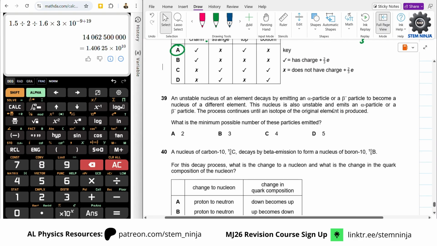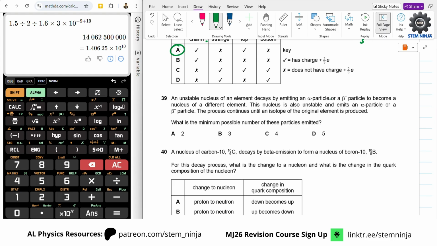An unstable nucleus of an element decays by emitting an alpha particle or a beta particle to become a nucleus of a different element. This nucleus is also unstable and emits an alpha particle or a beta negative particle. The process then continues until an isotope of the original element is produced. What is the minimum possible number of these particles emitted?